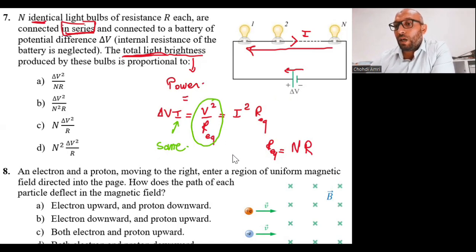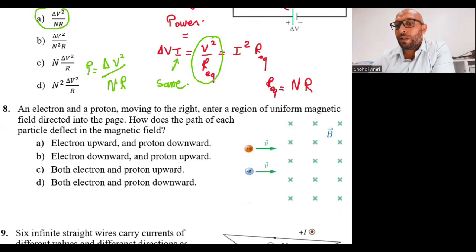By substituting R equivalent by N multiplied by R, we get that the brightness is proportional to the power, and the power is equal to delta V squared over N multiplied by R. N multiplied by R is R equivalent. So the correct answer is going to be delta V squared over NR. Let's continue to question 8.